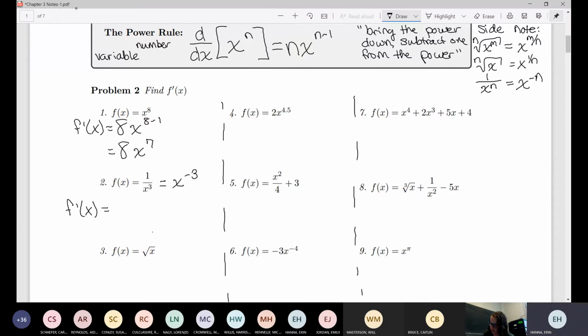So bring the power out front, subtract 1 from the power. So negative 3 x to the negative 4. If you want to rewrite this as negative 3 x to the positive 4th, that's perfectly fine. You don't need to. You can totally leave it as negative 3x to the negative 4th. That's perfectly fine. Whatever floats your boat.